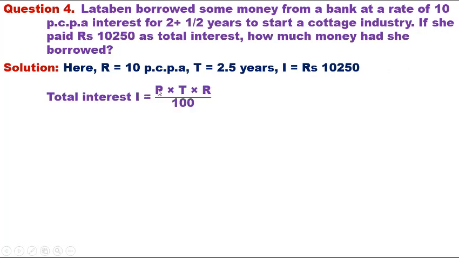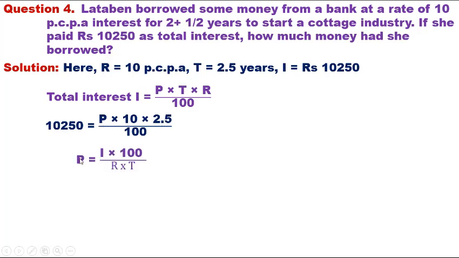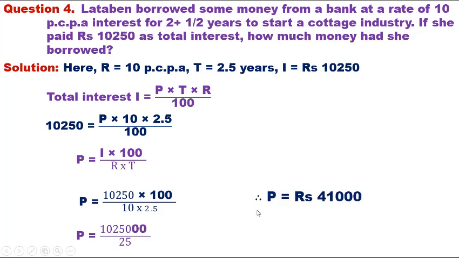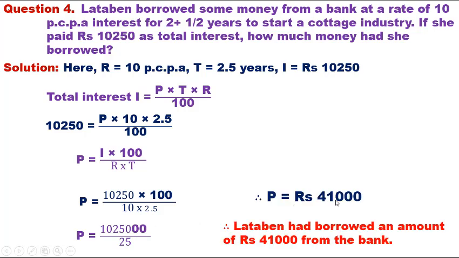Total interest is equal to P into T into R divided by 100. Therefore 10,250 is equal to P into 10 into 2.5 divided by 100. Therefore P is equal to I into 100 divided by R into T, rate of interest into time. 10,250 into 100 divided by 10 into 2.5. Therefore P is equal to 41,000. Lataben had borrowed an amount of rupees 41,000 from the bank.